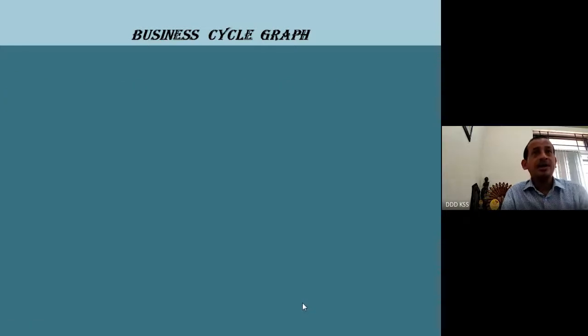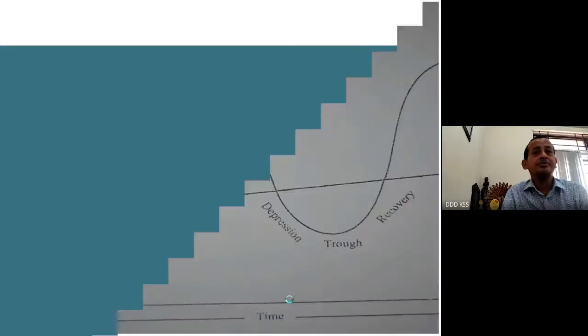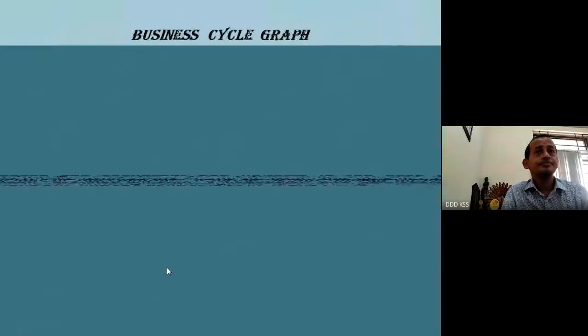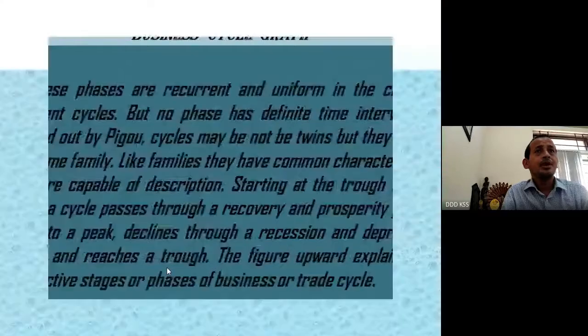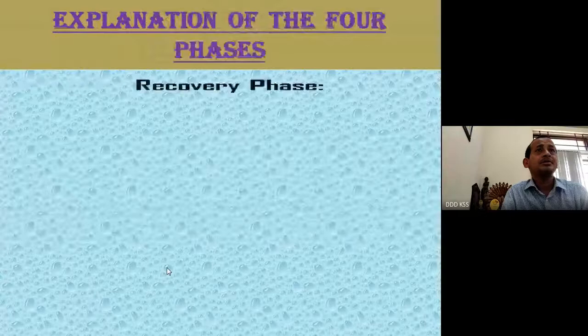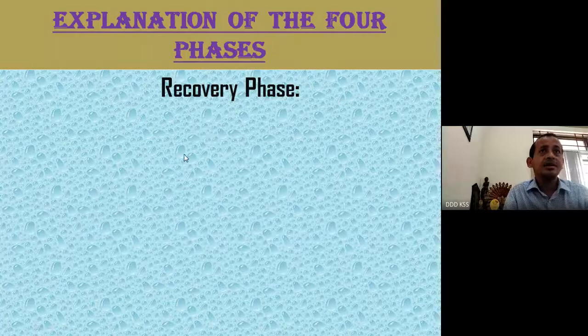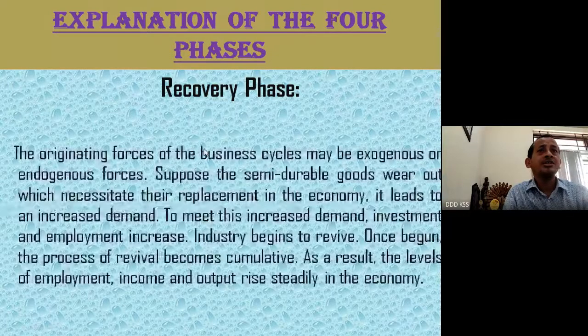Now again we will go through the phases, so you can have a look. This is basically the peak, the highest point. Now we'll go through the phases one by one. This is the explanation of the 4 phases. We'll highlight and go through some theories and literature on all these 4 phases.